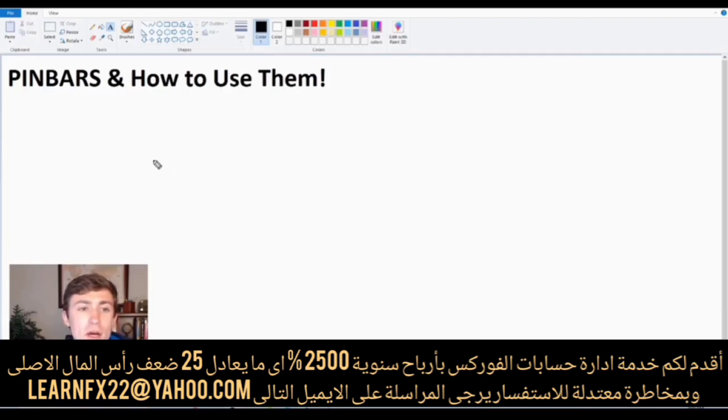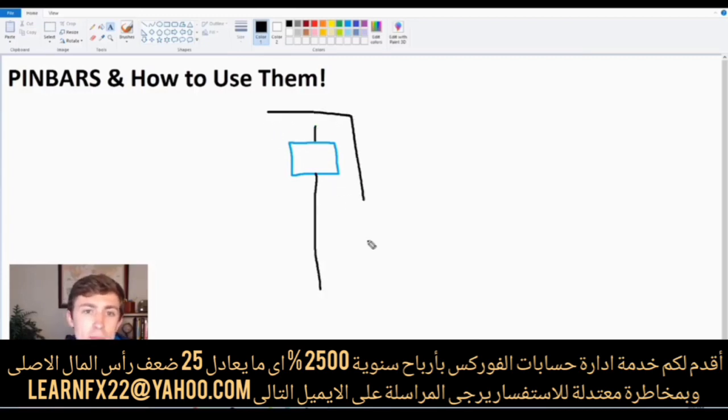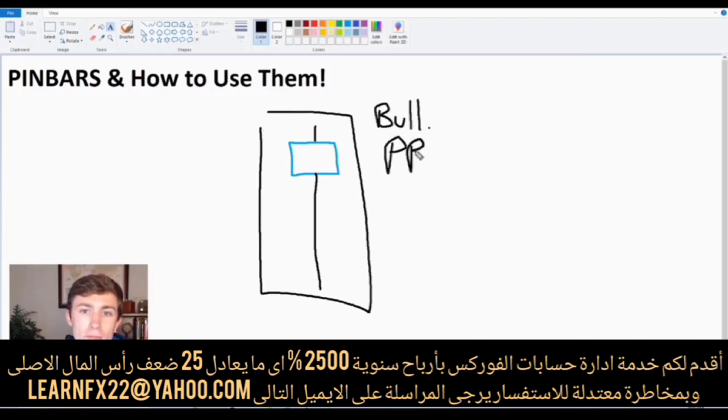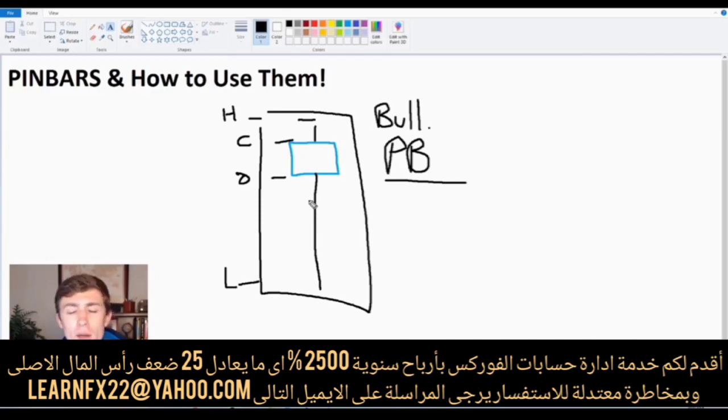So the first one we're going to talk about is a bullish pin bar, okay? Let's say that we have a candle here, and we have a long wick on the bottom and a short wick there. This is what a bullish pin bar actually looks like. You can see it's got a small little body here. You can see there's our open, there's our close, there's the low and there's the high. So there's our standard candle, and this is what a pin bar looks like.